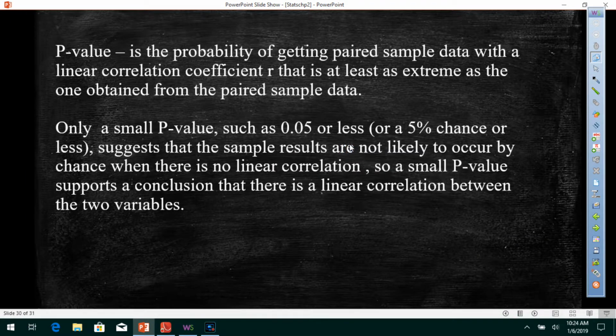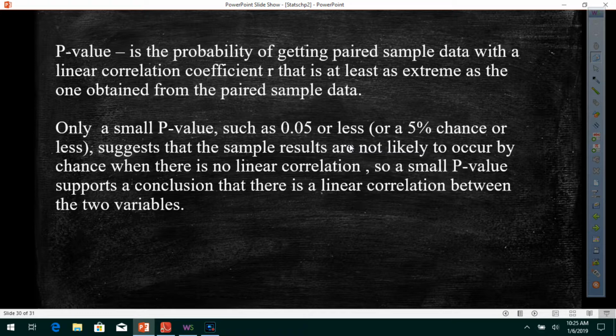And let's see here. P-value is the probability of getting paired sample data with a linear correlation coefficient R that is at least as extreme as the one obtained from the paired sample data. Okay, we'll talk more about that later. Only a small p-value such as 0.05 or less, or a 5% chance or less, suggests that the sample results are not likely to occur by chance when there is no linear correlation. So a small p-value supports a conclusion that there is a linear correlation between the 2 variables.